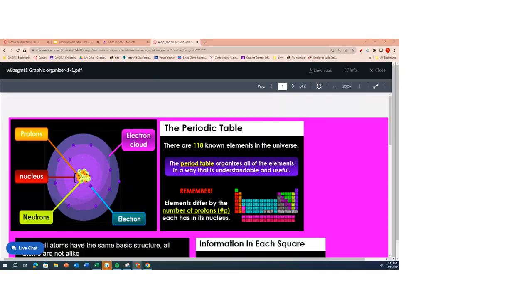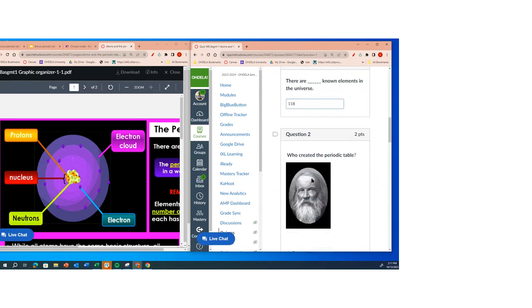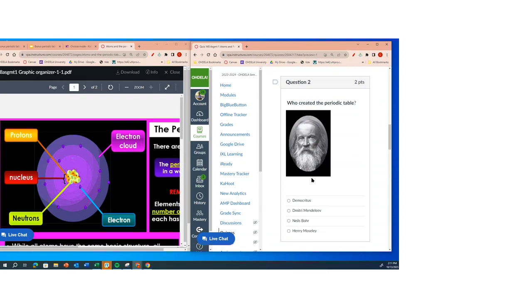What number should I put in there? Anybody? Did somebody see it? There you go. Thanks, Madison. Yeah, so put 118 in there. Okay, so yours might be in a different order.